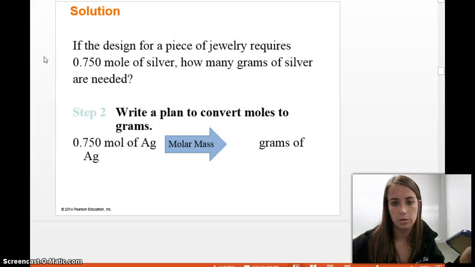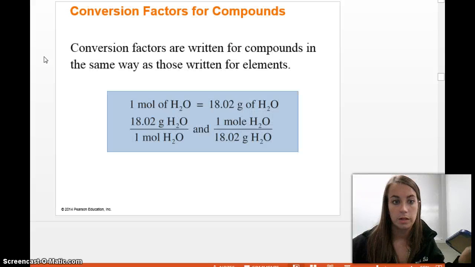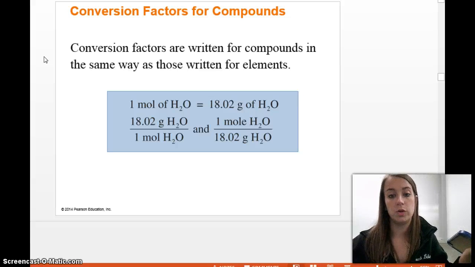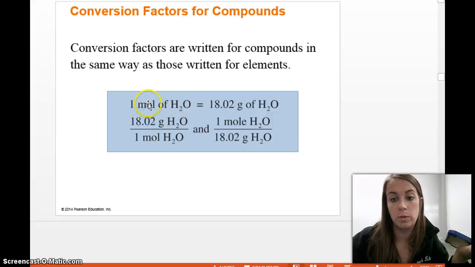Okay, you can go through the problem again if you want to look at it. All right, so then for compounds, that was an element. Silver is obviously an element. If you have compounds, you have to find the molar mass of that compound. It works the same way though. So 1 mole of H2O has a molar mass of 18.02. You get that by adding 2 hydrogen molar masses with 1 oxygen molar mass, and that can give us conversion factors as well. So first you want to figure out what the conversion factor is, and then you can use it to convert. So let's try one of those.